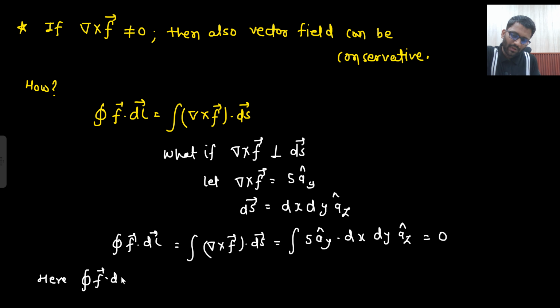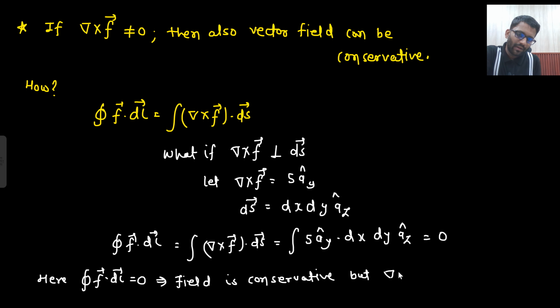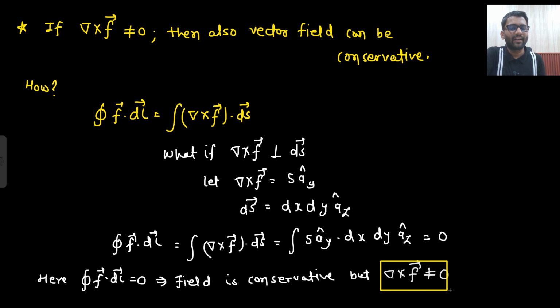Here f dot dl is equal to 0. That means the field is conservative, but del cross f is not equal to 0. So blindly you will never apply del cross f equals 0. If someone is saying that the field is conservative, then del cross f is equal to 0. 95% of the students are going to make this mistake. No, if del cross f is 0, then certainly the field is conservative.